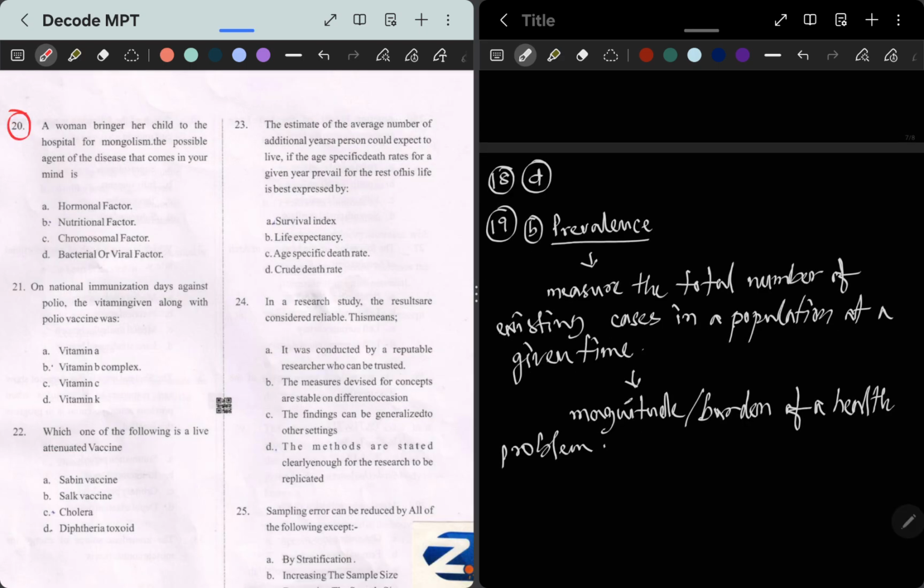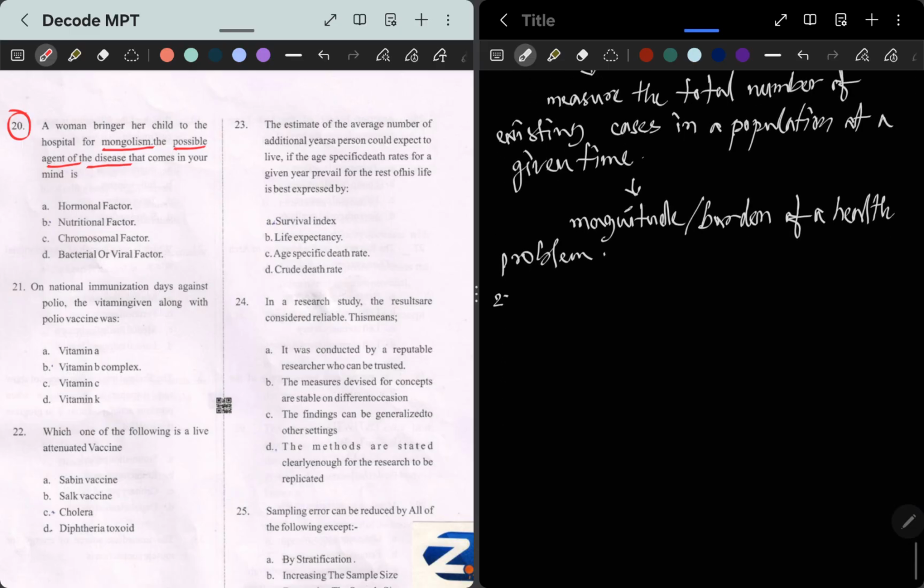Next, question number 20. A woman brings her child to the hospital for Mongolism. The possible agent of the disease that comes to your mind is? Possible agent of the disease. So, question number 20.